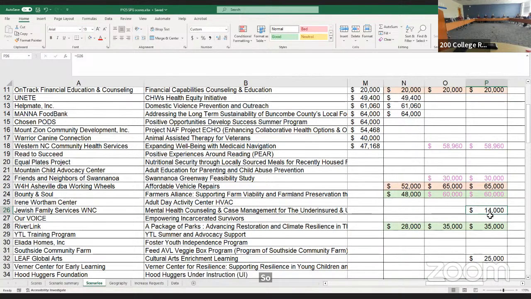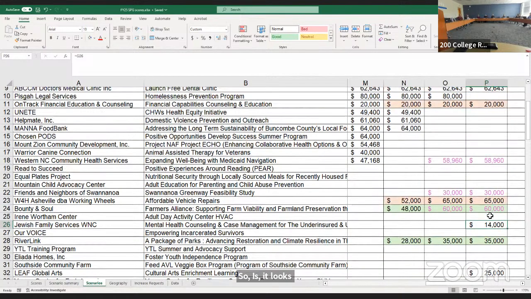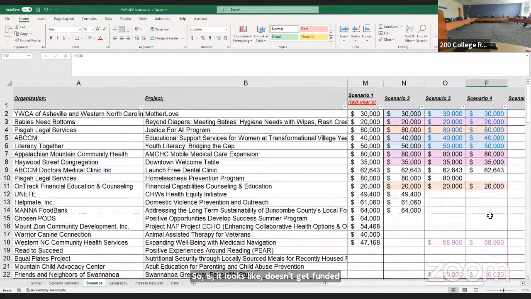It looks like Helpmate doesn't get funded in scenario 3 and 4, is that correct? Let's take a look. So it's a high scoring project that is in resident well-being, which already has 4 higher scoring resident well-beings. So it's correct, it wouldn't get funding. It only gets funding in 1 or 2.